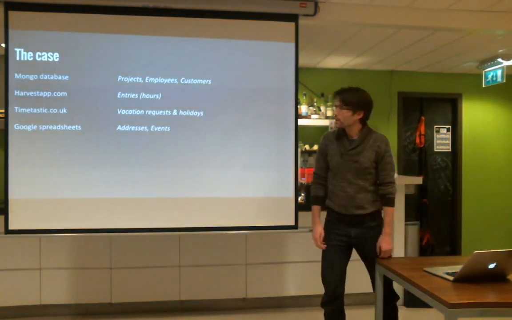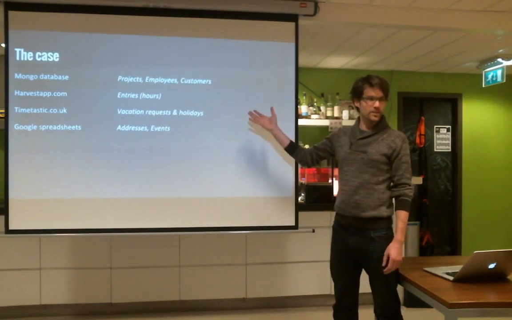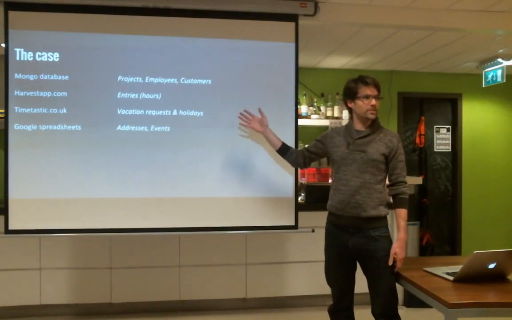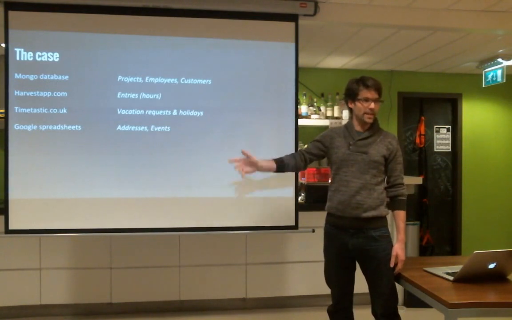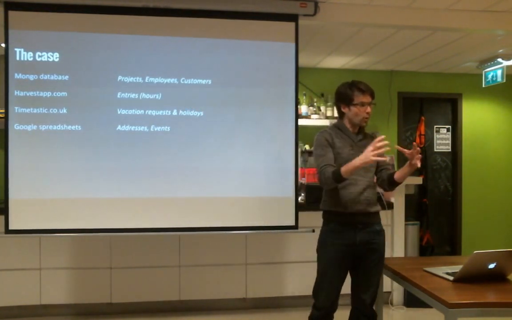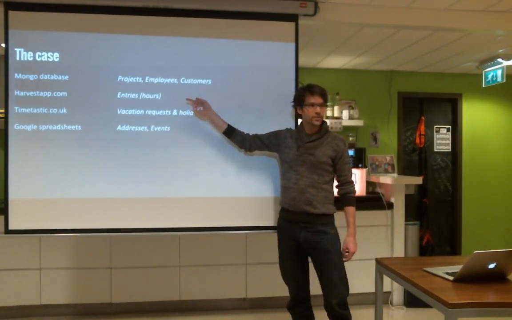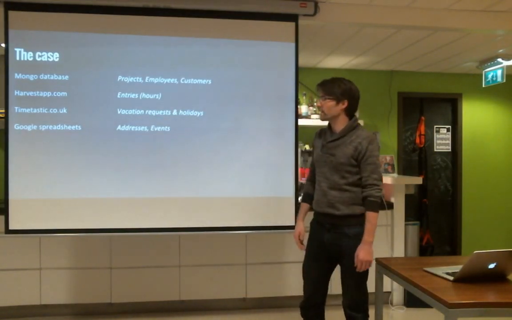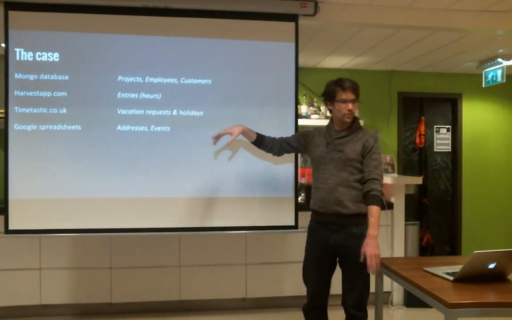So, the case: we have a lot of data. These are a couple of the data points that we're using for internal projects like the planning. We have a Mongo database that has projects, employees and customers, just the core data. But we also have Harvest where we do the entries, which is one of the buy decisions that Bob made. Timetastic for vacation requests. That was the weird purple guy on the desk.